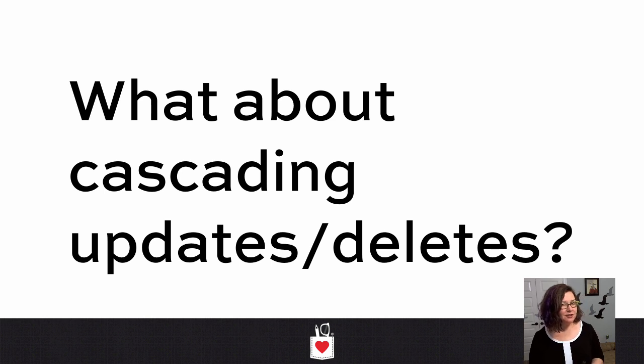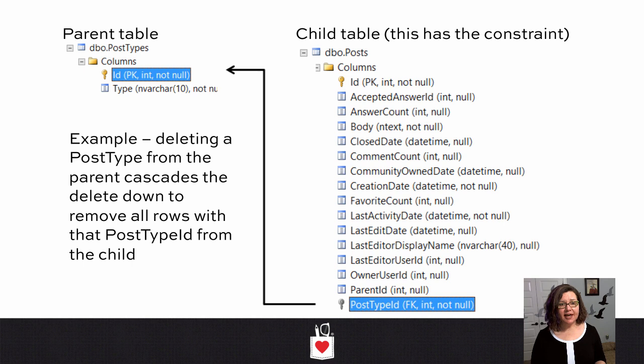One other thing you can do when adding foreign keys is you can use something called cascading updates and deletes. And I get questions about this a bunch. A cascading update and delete says when I create this foreign key on the child table, remember I'm always creating the foreign key on the child.